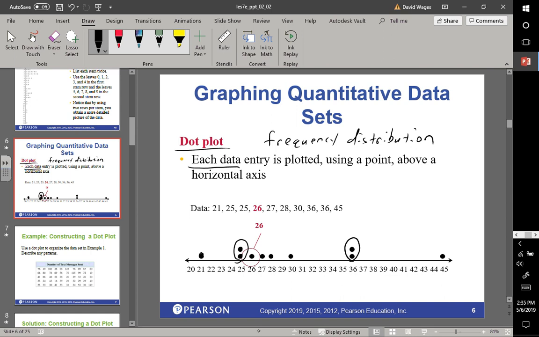The value 36 is repeated. Each of those values occur twice. 26 occurs once, 27, 28, 30, 45, all of those occur one time, but these each occur twice. If one of these pieces of data occurred an additional time, let's say we had another 25, then we'd have another dot up here. So instead of using bars, we just use individual dots, and that helps us to see how our numbers are spread out.